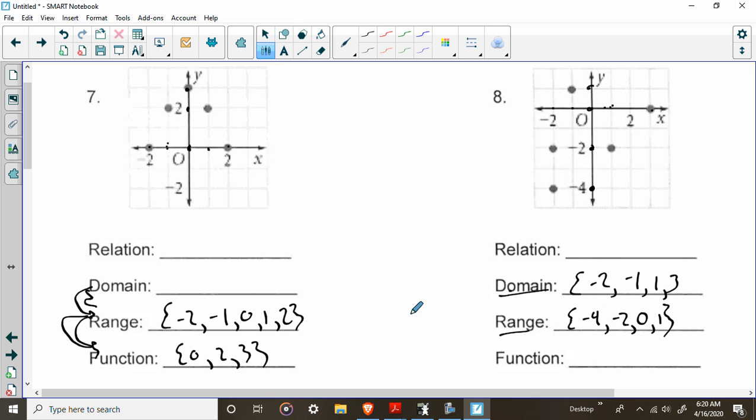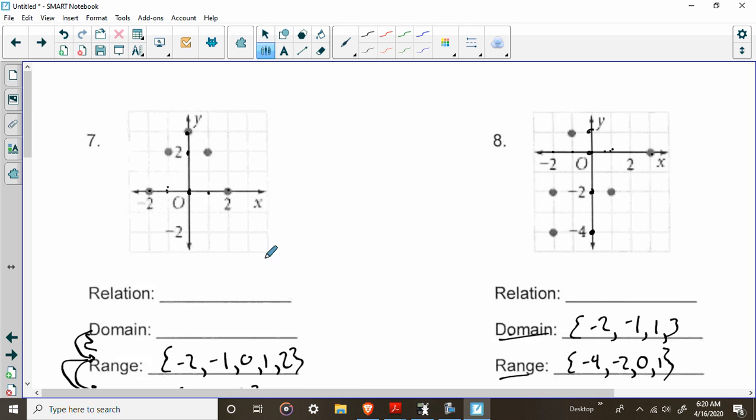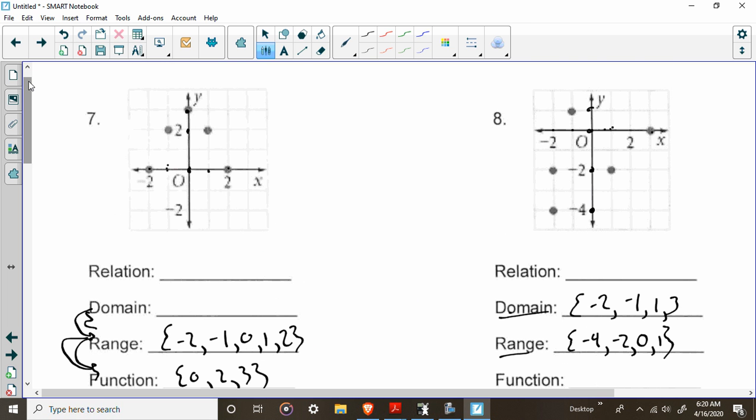All right. Like I said, if you guys have questions, please send them over, and I will gladly answer them. We'll talk more specifically about what makes it a function, like why this one would not be a function and why this one would be a function, tomorrow.